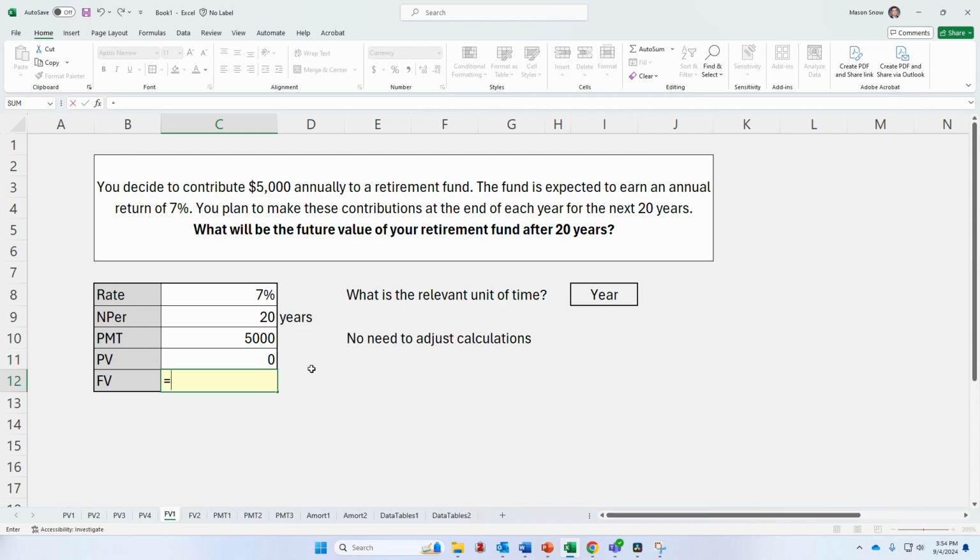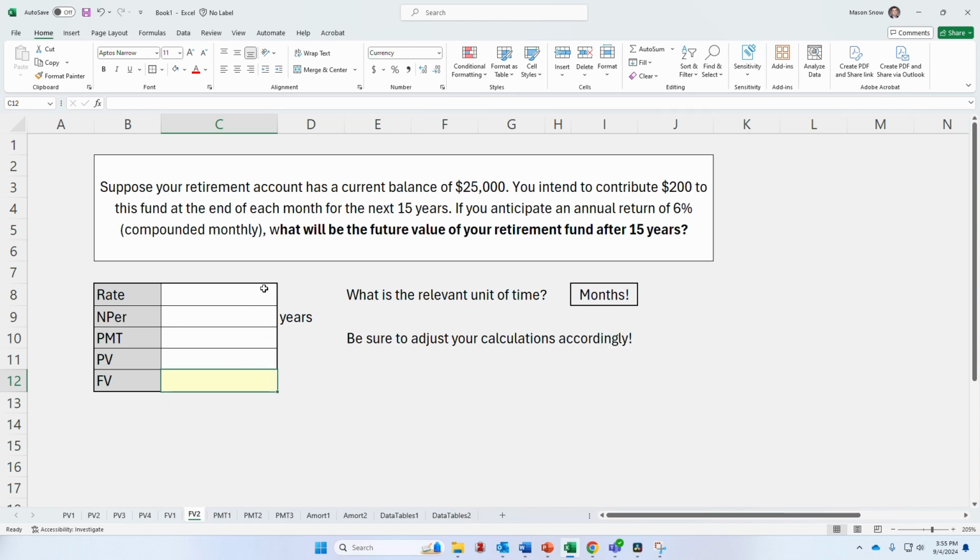This time we'll do equals FV, future value, specifying the rate, number of periods, payment, present value, all of these occurring at the end of the period. Well, that looks pretty good, $204,000. If we multiply $5,000 by 20, that only comes to $100,000. So we are more than doubling the raw dollar amount that we're putting in by accruing this compound interest. Let's try this last one.